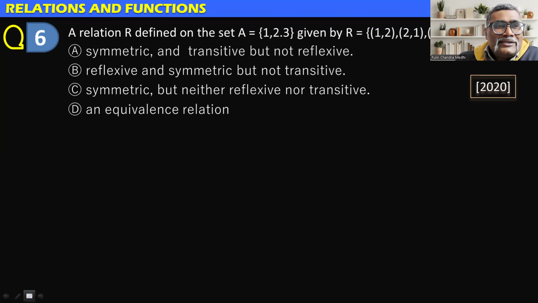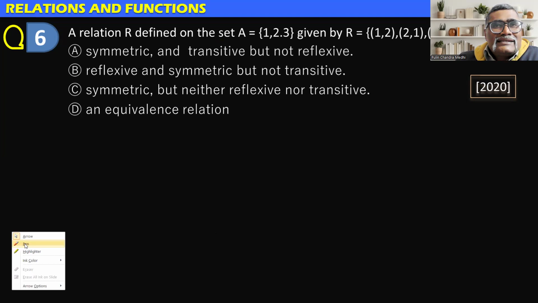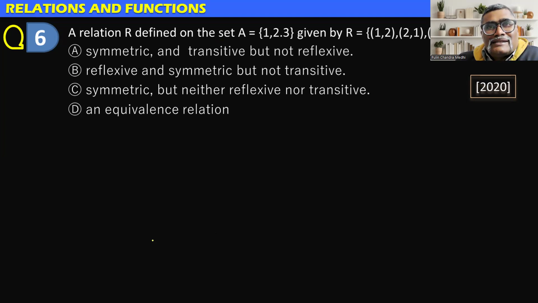Okay. Now let us come to the next question. It is set in 2020. A relation R defined on the set A, which is {1, 2, 3}, and this time given by {(1, 2), (2, 1), (1, 1)}, is what type of relation? There are many options. Let us try to justify one by one.